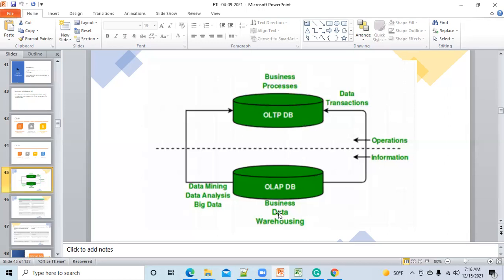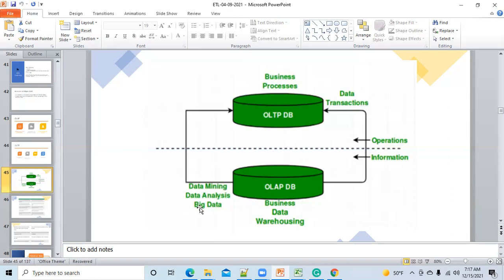And OLAP database, business data warehousing. Wherever OLAP comes, that is a data warehouse, and OLTP means database. So that's also one of the differences. OLTP is used for a database, and OLAP corresponds to a data warehouse. Like in warehouses, if you go to an Amazon warehouse, a Big Bazaar warehouse, they have bulk of items there, right? That's why the name data warehousing came, because we have bulk of data stored in the OLAP database.